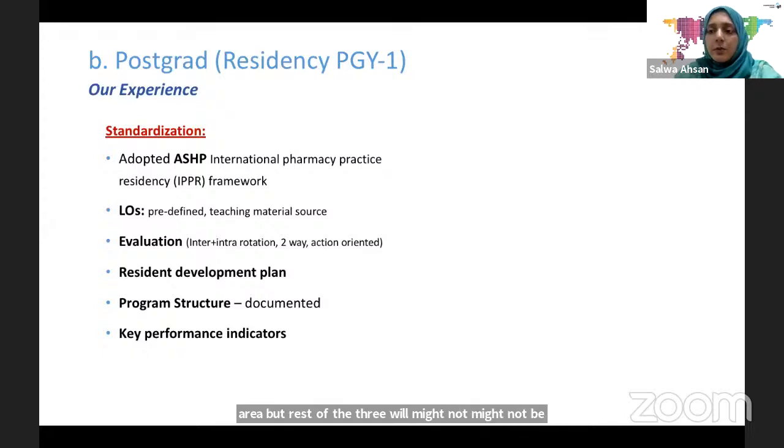So what improvement can we further add in order to augment their learning experience within our organization? That is an individualized resident development plan that we offer. The program is structured and documented, with key performance indicators in order to monitor our own performance.